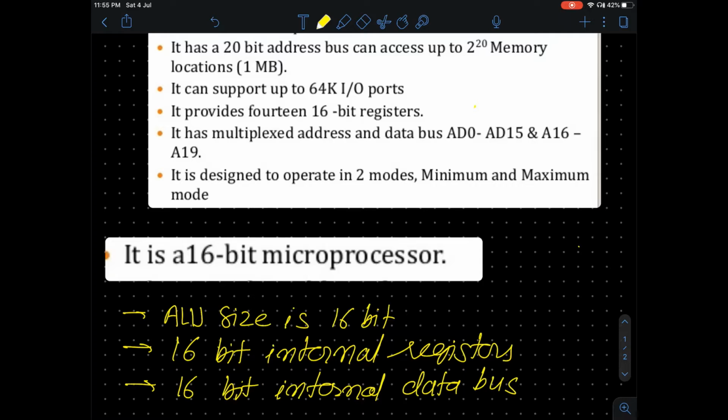ALU size is 16-bit means the arithmetic and logical operations are performed on two 16-bit operands, and all the internal registers. We'll discuss these internal registers in detail while studying the block diagram of 8086, and the 16-bit internal data bus. This is the very first feature.